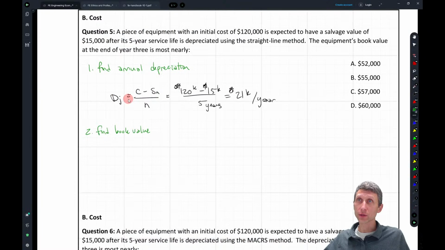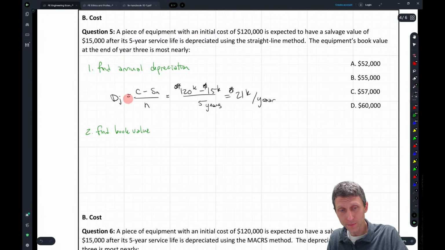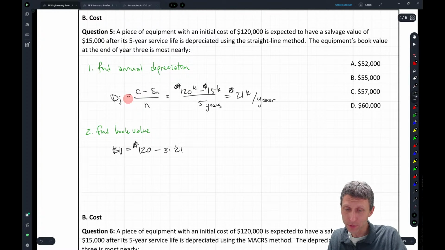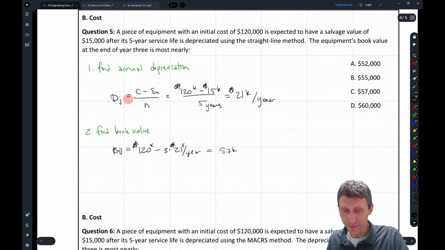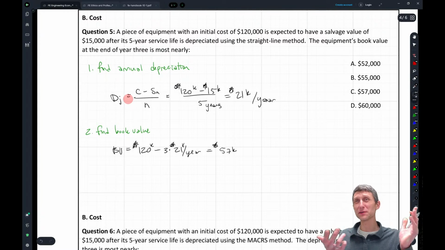So here the book value equals the original cost minus 3 times 21,000, and these are all K's per year. The book value is just straight up 120 minus 3 times 21. And what's that going to be? 57K. And why do I leave those zeros off?